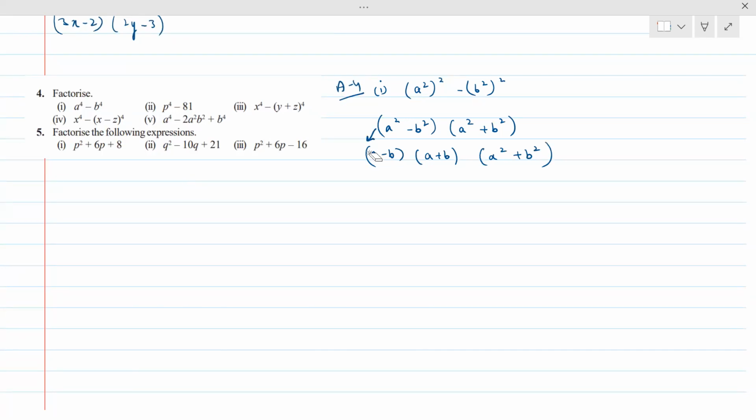We have further divided it using the identity. In this we have applied a^2 minus b^2 equals (a plus b)(a minus b). Okay, coming to any other, let's take the third.